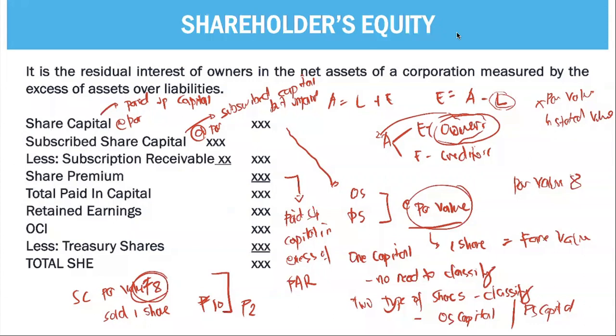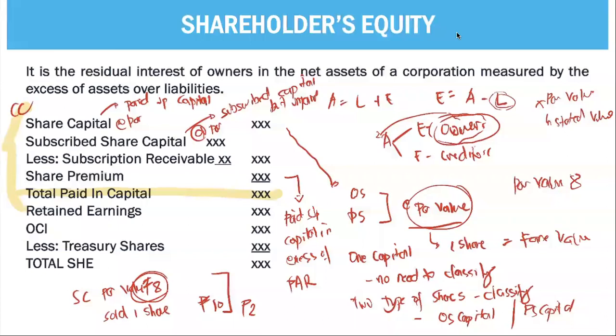So share capital, net subscribed share capital plus share premium will give you your total paid up capital. So share capital is the amount of capital that is already paid by the investors, while your subscribed share capital is the amount of capital unpaid, less your subscription receivable, plus share premium, the excess amount of your paid up capital, will give your total paid in capital. So these items compose your contributed capital.